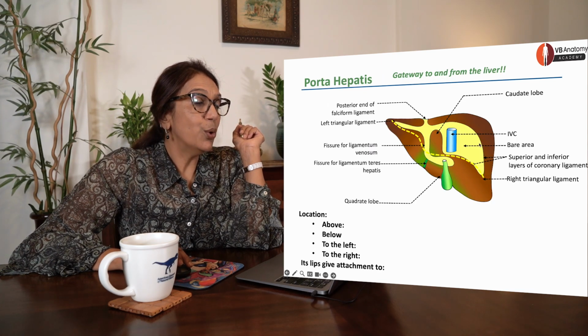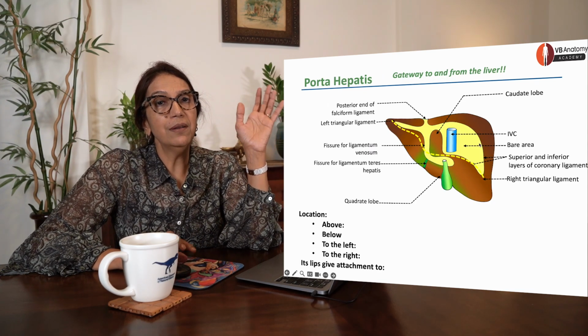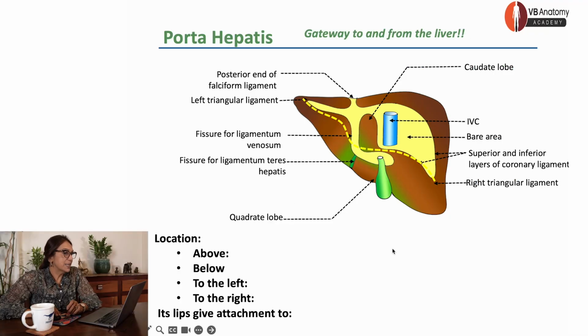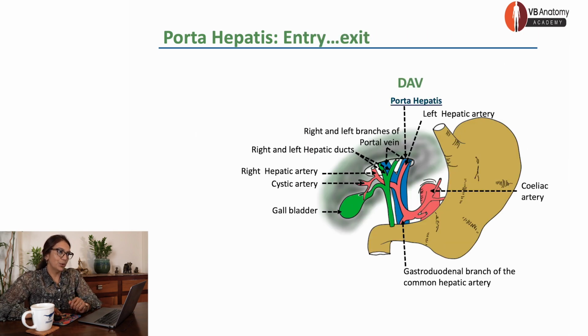Right. So porta hepatis, very, very important. Relax, take a sip of your coffee again and let's move forward. So here's your porta hepatis. See this area, okay, which is bound above by the caudate lobe, below by the quadrate lobe, on the left by the ligamentum venosum and ligamentum teres, and on the right by the gallbladder. This area is called the porta hepatis, which is the gateway to liver, the entry point into the liver. Okay, so that's the porta hepatis.